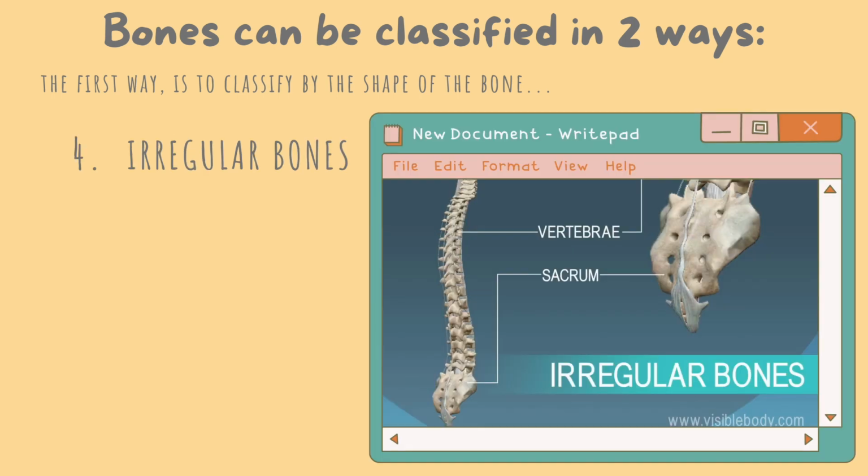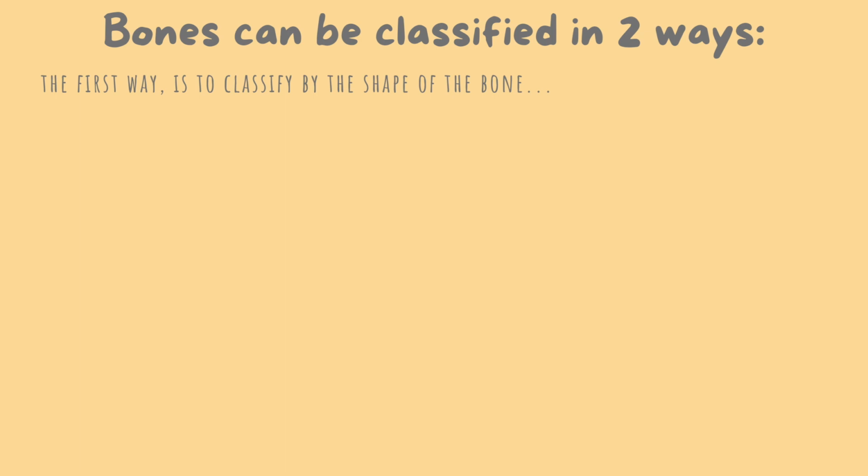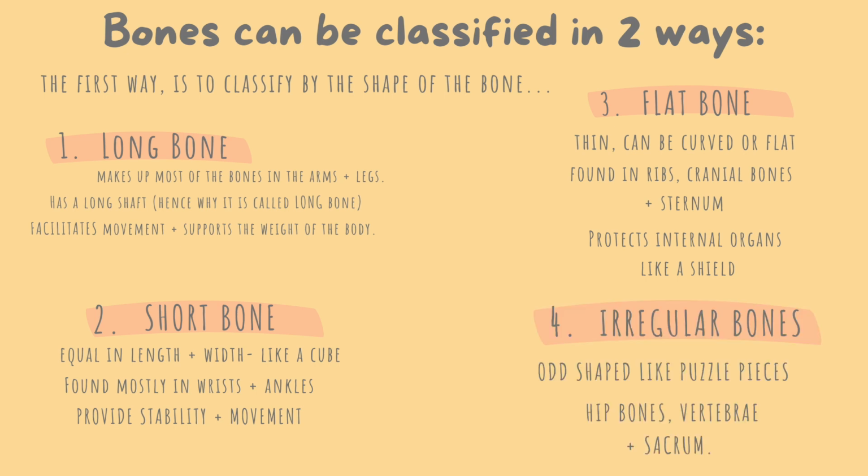Next, we have our irregular bones. These are odd shaped like a puzzle piece, and they pretty much just don't fit the characteristic traits of any other type of bone. So these are your hip bones, your vertebrae, and your sacrum. Okay, so we can classify bones by their shape. We have long bones, short bones, flat bones, and irregular bones.